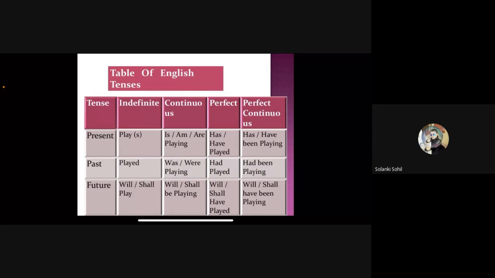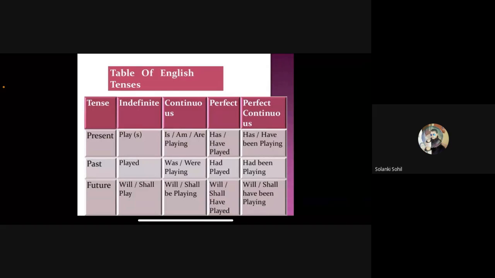Similarly, past tense. The simple past of play is played. You can add ed or d in most of the words which are regular verbs. You will just add ed or d and you will get past tense. Sometimes you have to change the word, so you will get past tense. Play, played, write, wrote, sing, sang. So these are all simple past tenses.